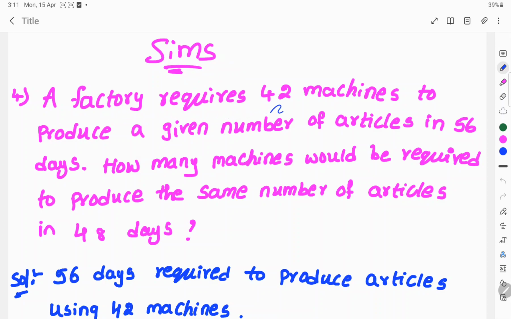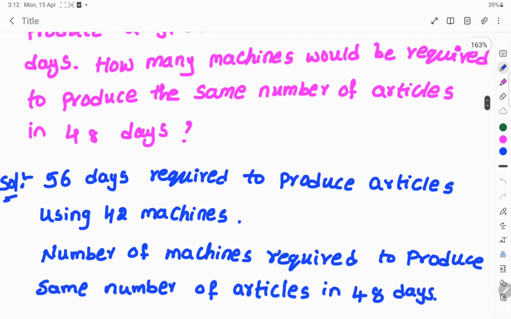A factory requires 42 machines to produce a given number of articles in 56 days. How many machines would be required to produce the same number of articles in 48 days? Here, the factory requires 42 machines, and in 56 days the given number of articles is produced. Then how many machines would be required to produce the articles in 48 days? So let's see the solution.